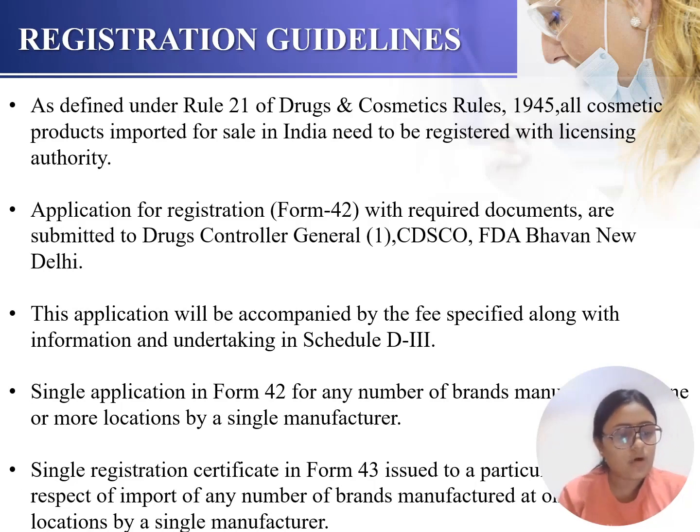A single application in Form 42 can be made for any number of brands manufactured at one or more locations by a single manufacturer. A single registration certificate in Form 43 is issued to a particular application in respect of import of any number of brands manufactured at one or more locations by a single manufacturer.